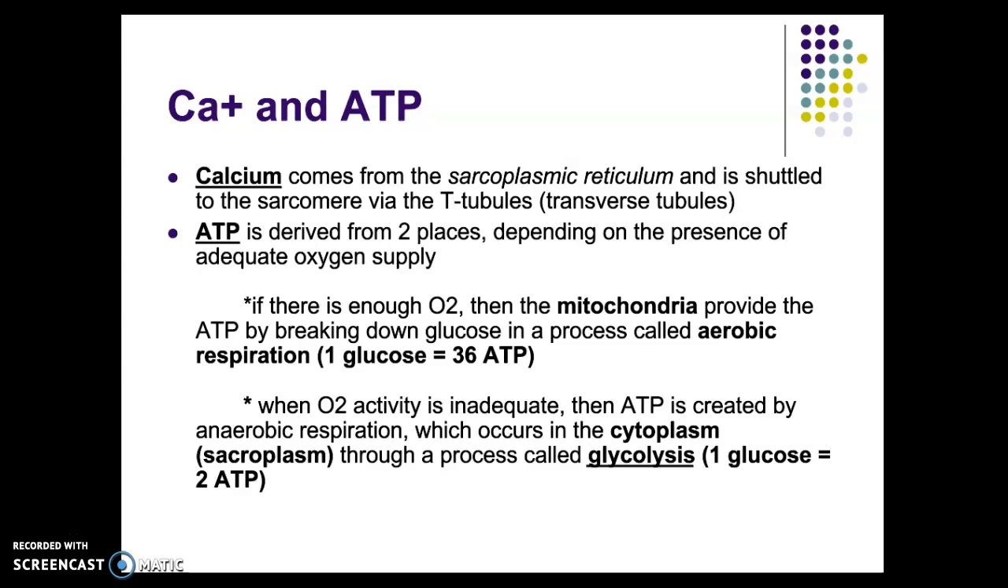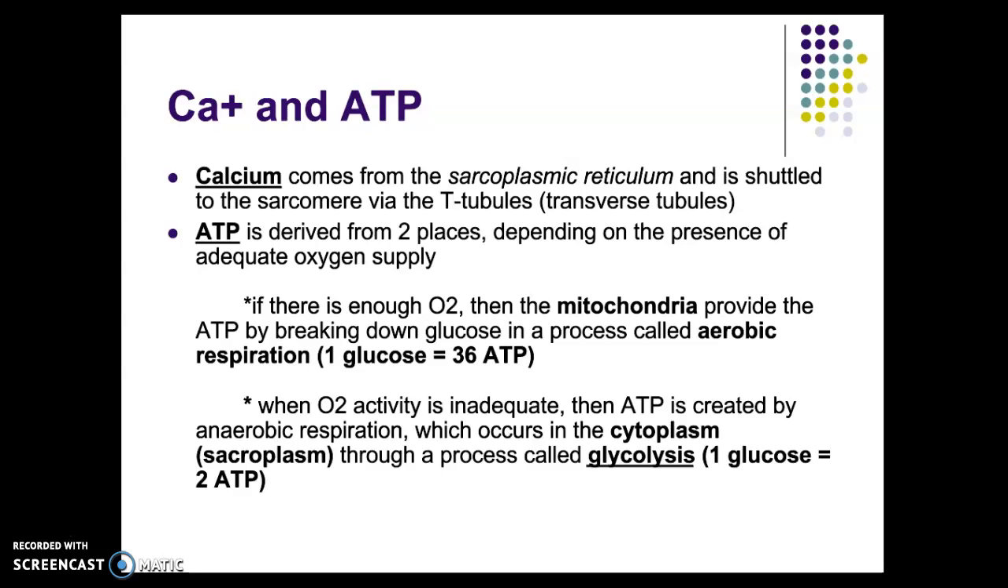So again, calcium comes from the sarcoplasmic reticulum. ATP comes from the mitochondria that are in the cell, and we talked about how there was an abundance of ATP, an abundance of mitochondria. They're going to be producing ATP inside the skeletal muscle cell.